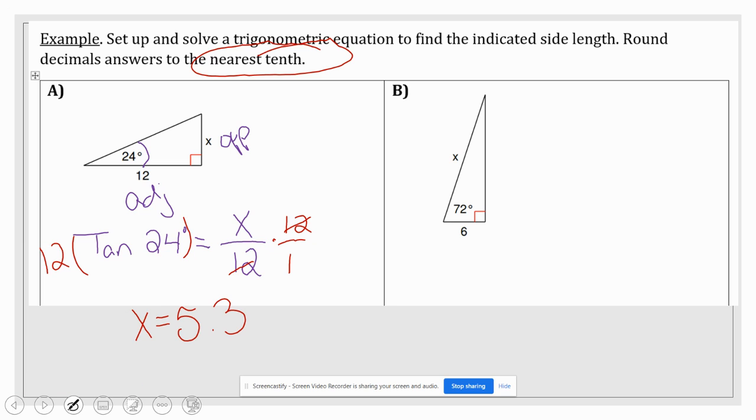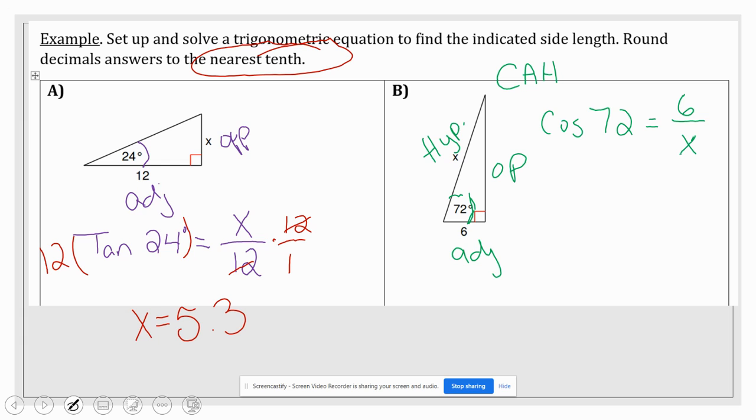Let's take a look at letter B. Our angle measure is 72. So we have opposite, adjacent, hypotenuse. We have adjacent. We're looking for hypotenuse. AH. Cosine. So cosine of 72 is 6 over x.